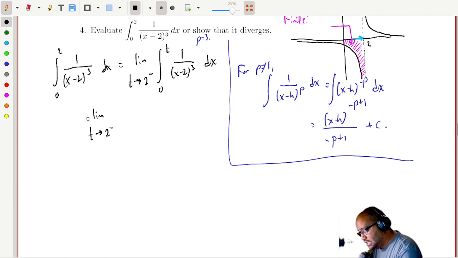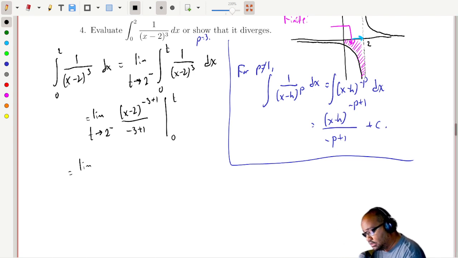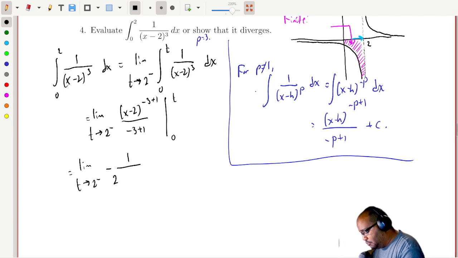Okay, so we'll have, let's write it down, (x minus 2) to the negative 3 plus 1, over negative 3 plus 1. And we're evaluating this between t and 0. Okay, and just to make our lives a little easier, I'm going to go ahead and write that in the usual way. So this is now just, well, the denominator, negative 3 plus 1 is negative 2, and the new exponent is negative 2. So negative 1 over 2 times (x minus 2) to the 2.